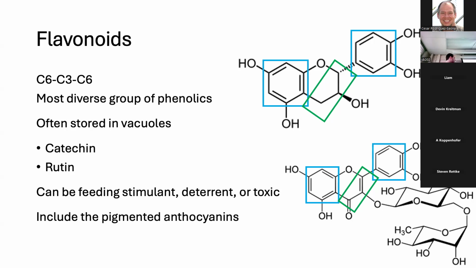These can be feeding deterrents. They could be feeding stimulants if the insect is adapted to it and flips it on its head. They could be toxic. Also, they could include some pigmented anthocyanins, which are also antioxidants. Phenolics are often responsible for a lot of flavors. If anybody's ever had blueberries, we love blueberries, right? Full of phenolics. Within the berry, within the leaf, there are many phenolics out there.